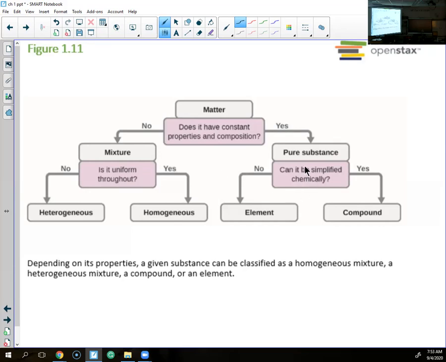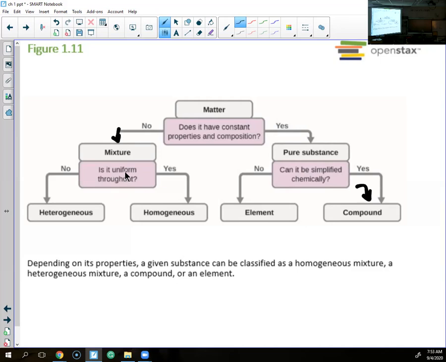Then we would ask ourselves, all right, can it be simplified chemically? And if the answer is yes, then the substance was a compound. If it's no, it's an element, right? If the answer to the first one was that it was not, so then we're talking like trail mix or something you might remember, then we had a mixture, all right?